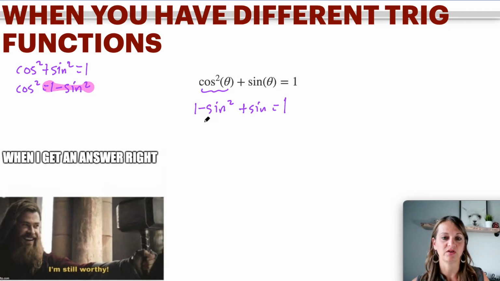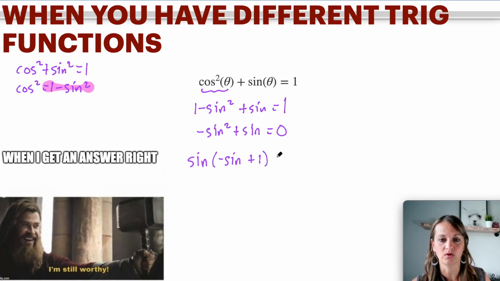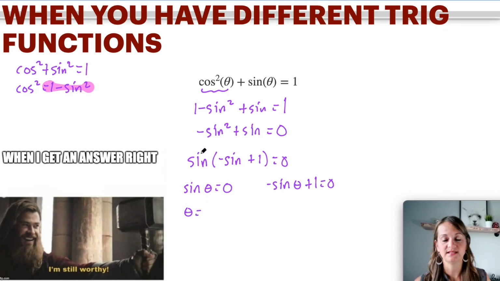Now, I'm going to go ahead and from here solve. I have negative sine squared plus sine squared, plus sine equals 0, because when I subtract 1, I get 0. Now I can factor. I can pull out a sine, and I'll be left with negative sine plus 1. And now I can set them equal to 0. So sine of theta equals 0, and negative sine of theta plus 1 equals 0. Sine is 0 at 0 and pi.